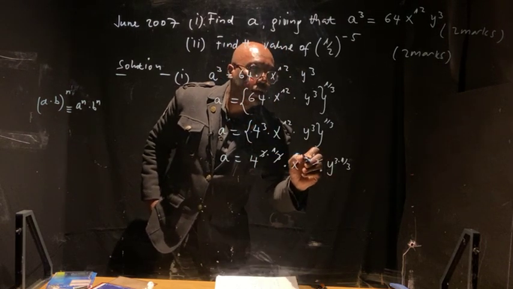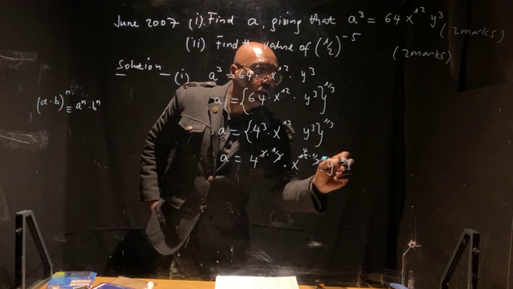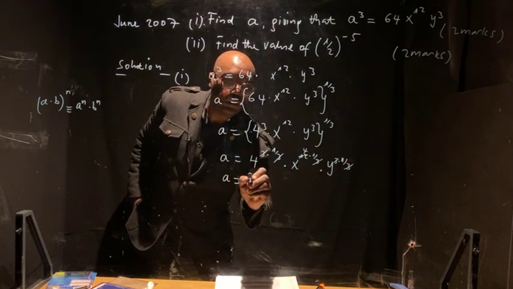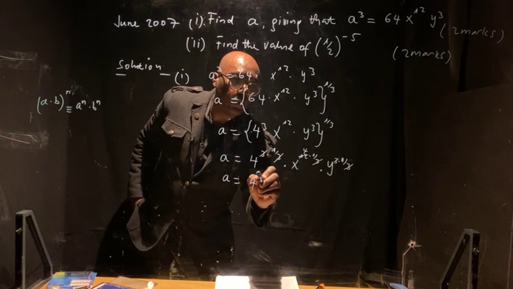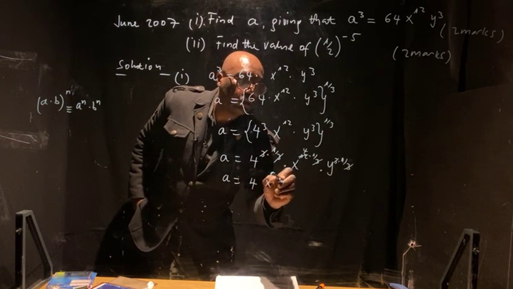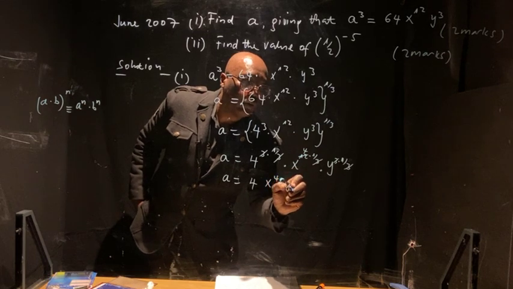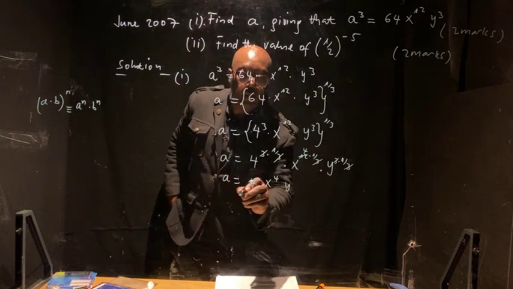This one will cancel this one, to have 4. This one will cancel this one. So we are left with a equals 4 raised to the power 1, which is 4, multiplied by x raised to the power 4, multiplied by y raised to the power 1, which is y. So this is the answer.